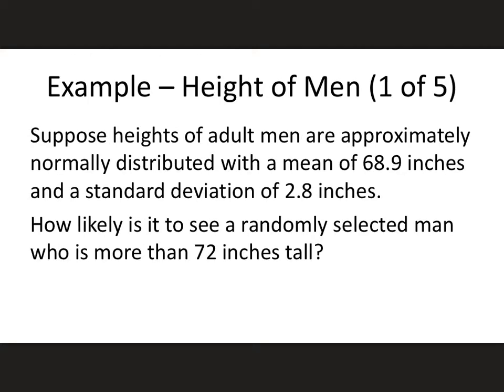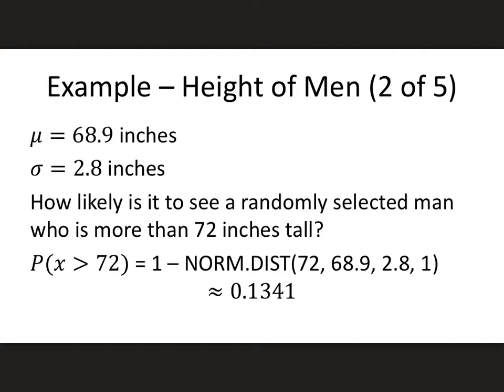Here we have an example. Suppose heights of adult men are approximately normally distributed with a mean of 68.9 inches and a standard deviation of 2.8 inches. How likely is it to see a randomly selected man who is more than 72 inches tall? So we have our mean and our standard deviation, and we are looking for who is more than 72 inches tall. The problem told us that we are supposing that the heights of men are approximately normally distributed, so we are going to be able to use this norm.dist formula.